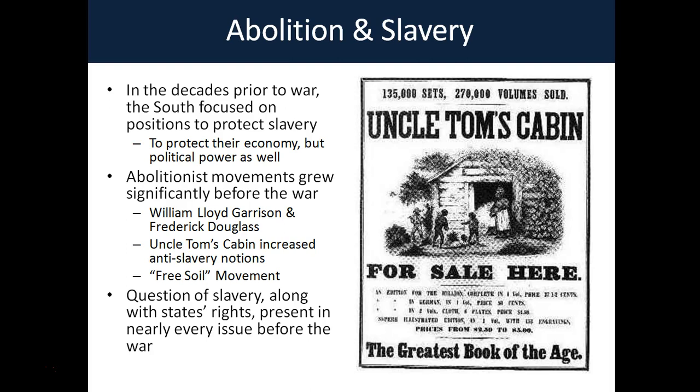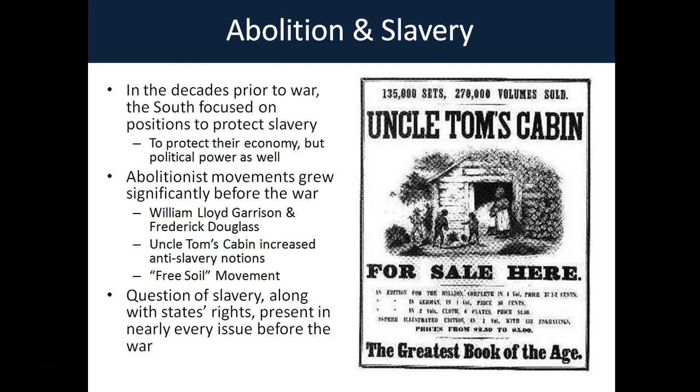All right. So abolition and slavery, we will do a lesson on this a little bit later. But basically, just to touch on it a little bit, in the decades prior to the war, starting, let's say, with 1820 on, where we started, the South was focused on positions to protect slavery. Specifically, like we've seen in the Missouri Compromise, nullification, and so on. And it was basically to protect their way of life culturally, but in a lot of ways it was economic, because slavery was the institution that boosted their economy.